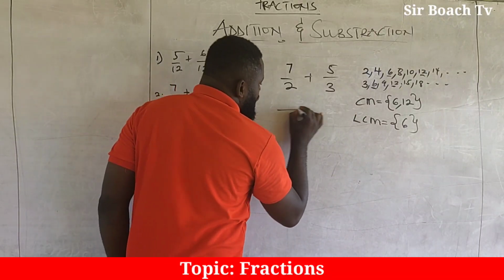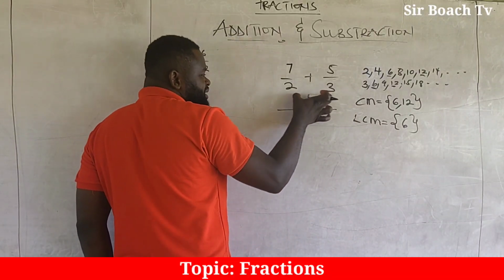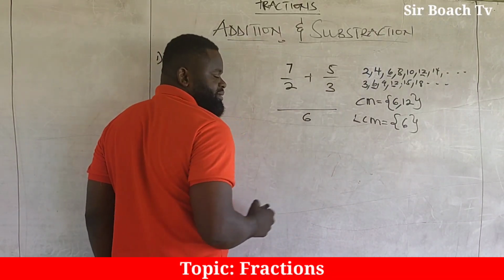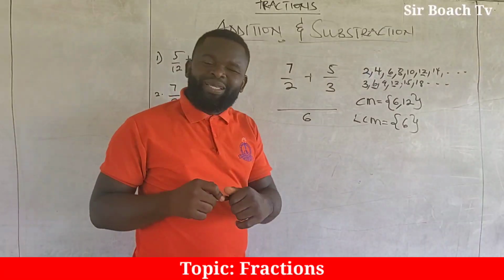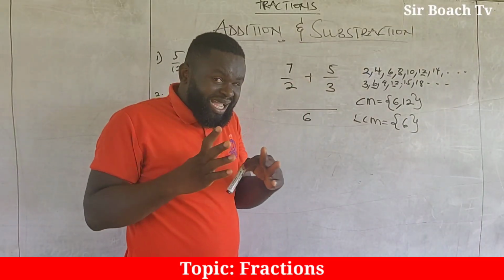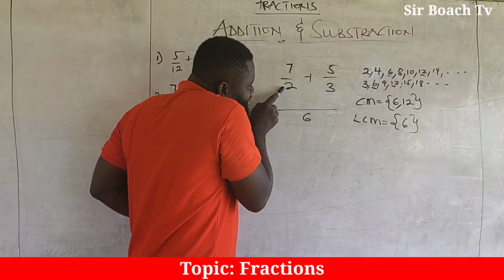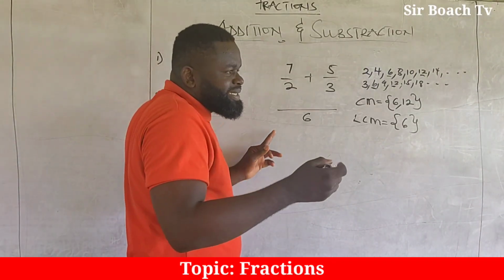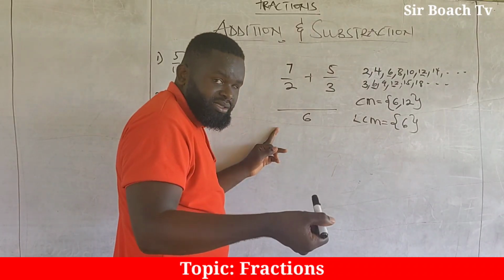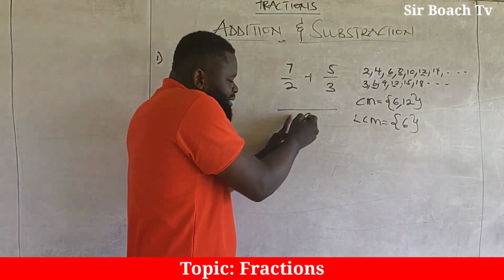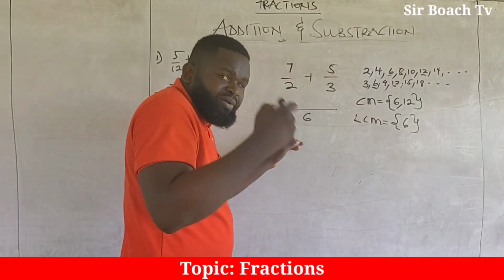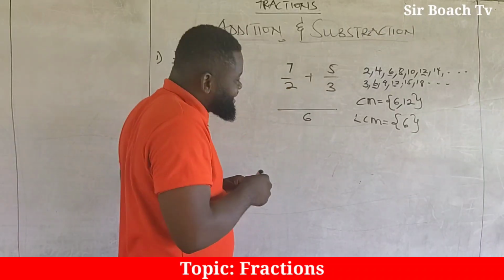Now, we'll draw a line here. Then we'll say the LCM we got is what? 6. We'll write it down here. That will be the denominator after we finish adding everything. So how many times will 2 go into 6? That means 2 times what gives you 6. So 2 times 3 gives me 6.